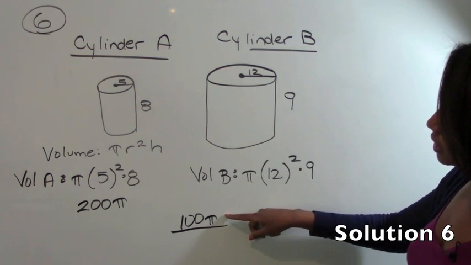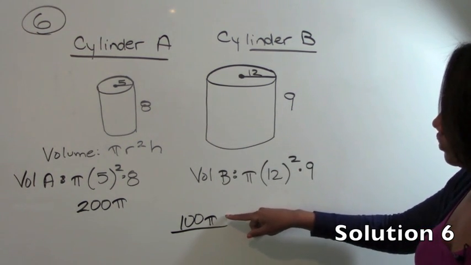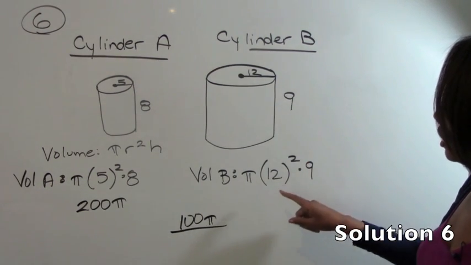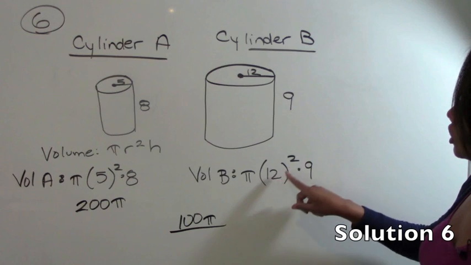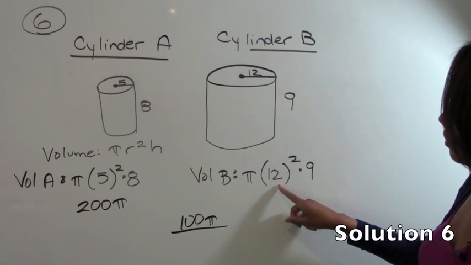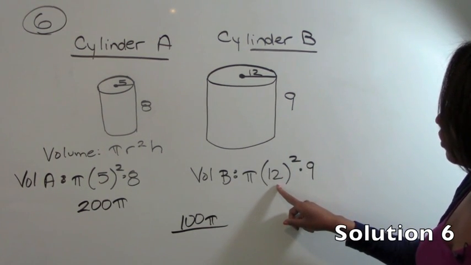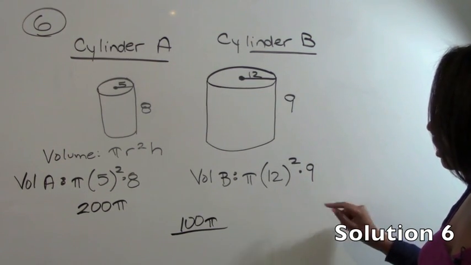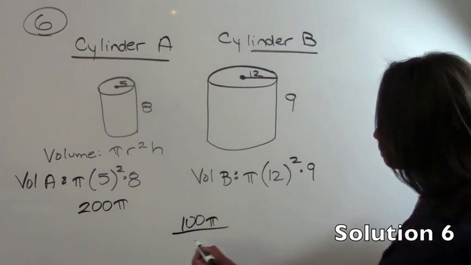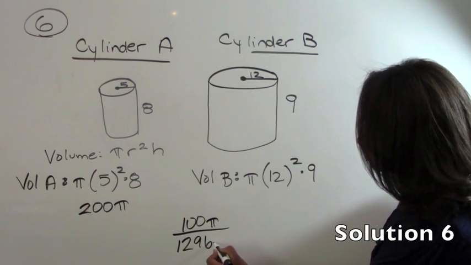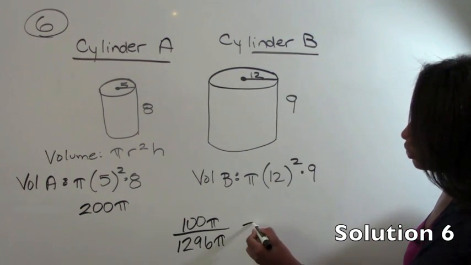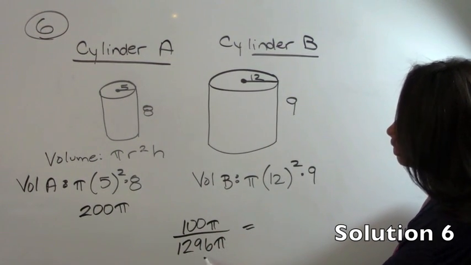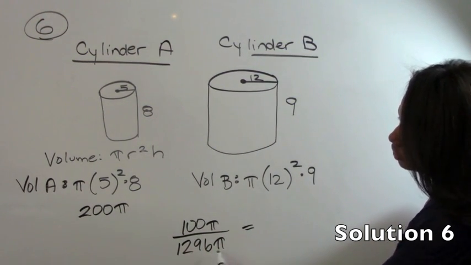So the numerator is going to be 100 pi, the fractional part that's full. And let's find out what the denominator is. That's that total capacity. So again, the radius squared times the height. The radius is 12. So 12 squared is 144. 144 times 9 is 1296. So we're dividing by 1296 pi. To figure out the fractional part full, you want to know how much liquid is in there divided by how much liquid could potentially be there in order for it to be full.